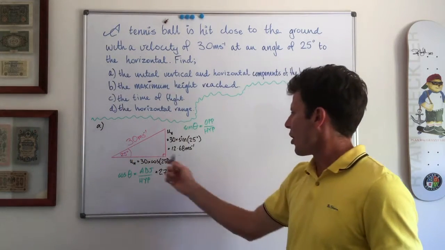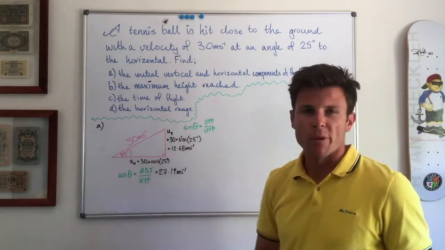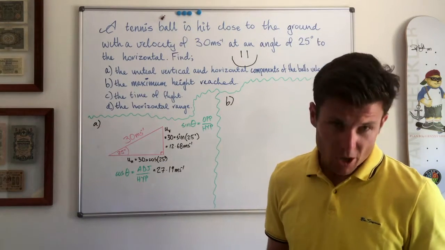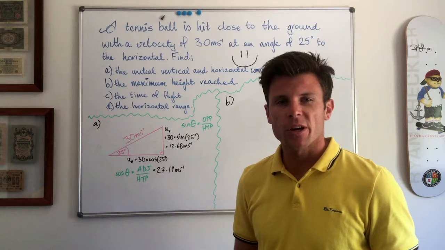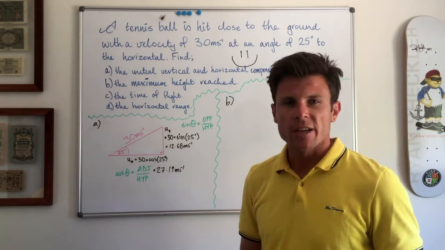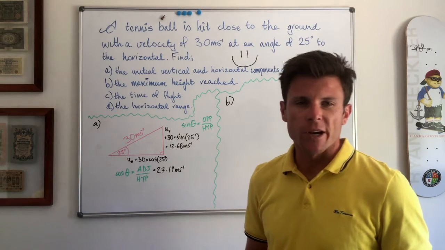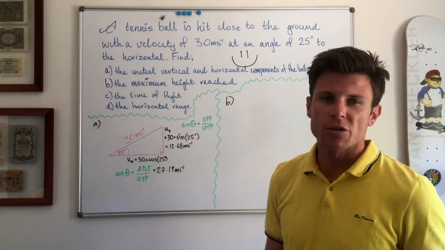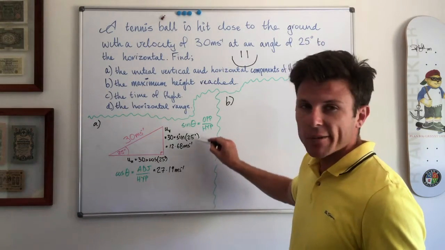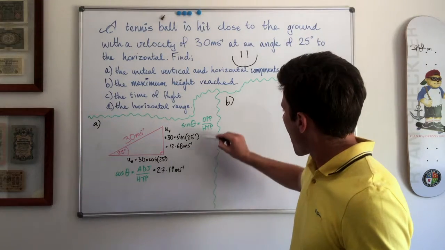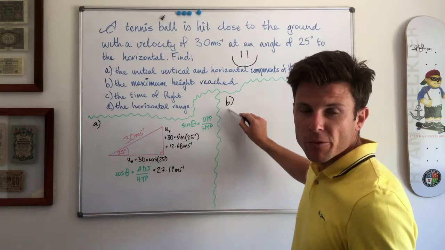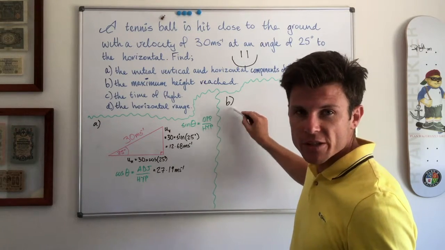We have our horizontal and our vertical components of the ball's initial velocity. Okay, now on to part B. The first thing that we're going to have to understand to figure out the maximum height that the ball reaches is that the velocity in the vertical direction at the maximum height is equal to 0. As the ball goes up, it's decelerated by gravity until it reaches the maximum height, where the vertical component of its velocity is 0.